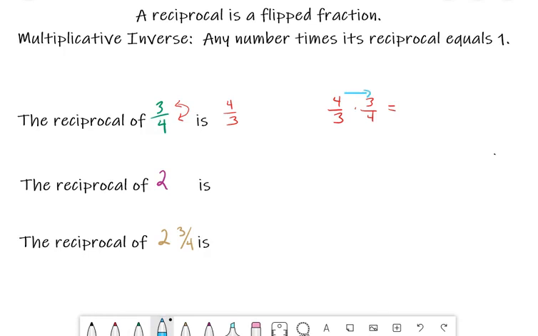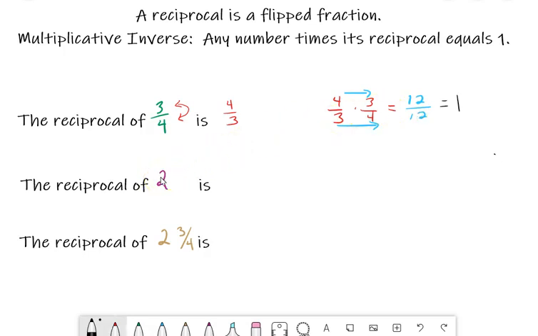So 4 times 3 is going to give you 12. 3 times 4 is going to give you 12. And anytime you've got the number on the top and the bottom the same, that is always going to equal 1. The next number is 2.